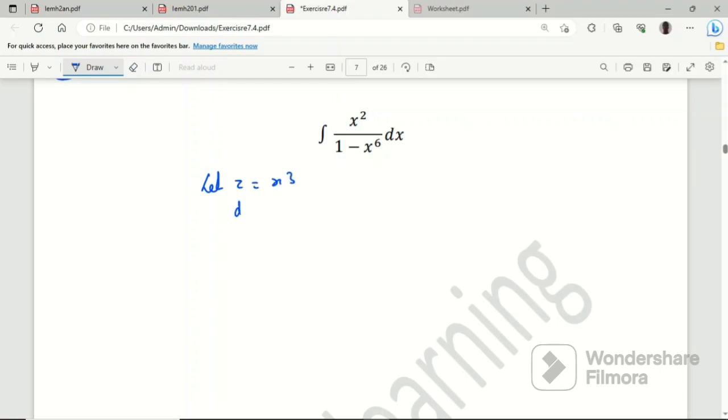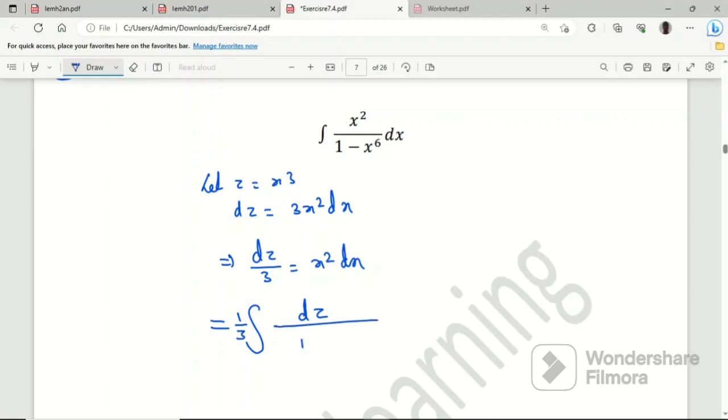So the differentiation of z will give me 3x square into dx, but I don't need 3 in the numerator. So what I will do, I will substitute dz upon 3 equal to x square dx. So I'll get integration x square into dx as dz upon 3. So I'm sending 3 outside. So it will give me 1 minus x cube is z.